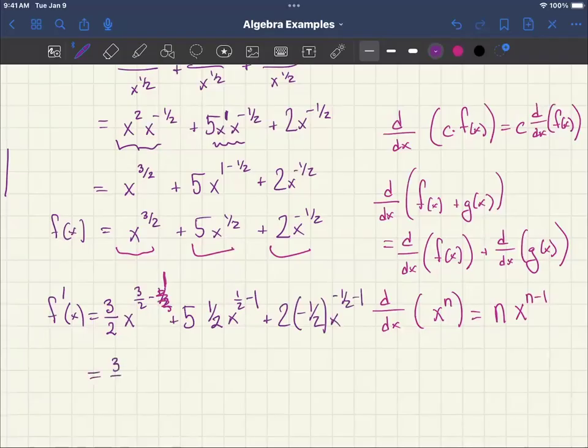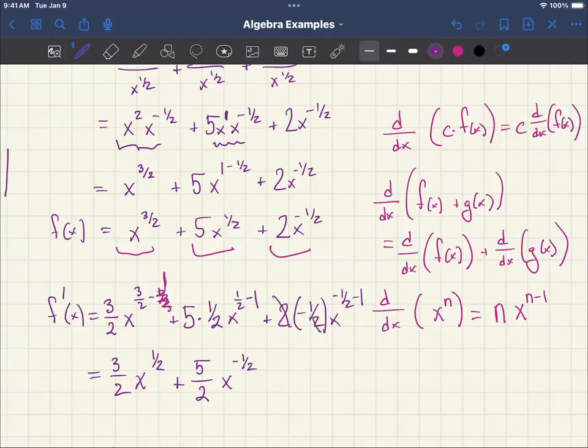All right, 3 halves x to the 3 halves minus 1. 1 is the same as 2 over 2, so 3 minus 2 is 1. So we are going to get x to the 1 half. I'm just going to change that 5 times 1 half into a 5 over 2. 1 half minus 1 is a negative 1 half.